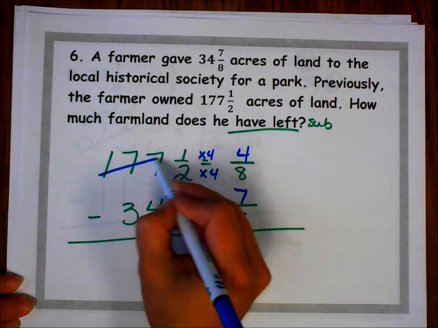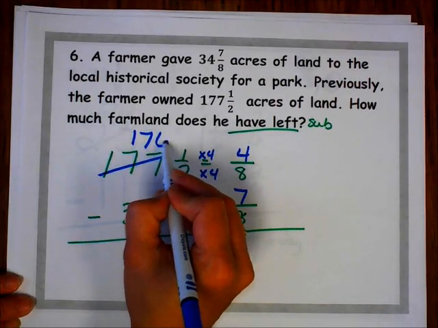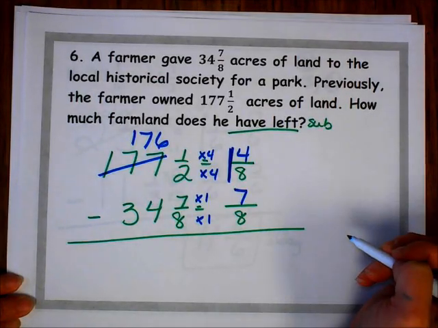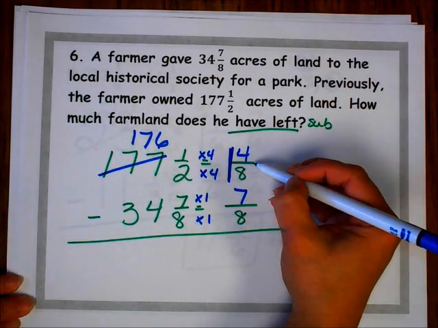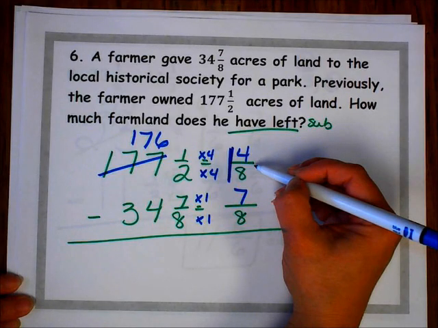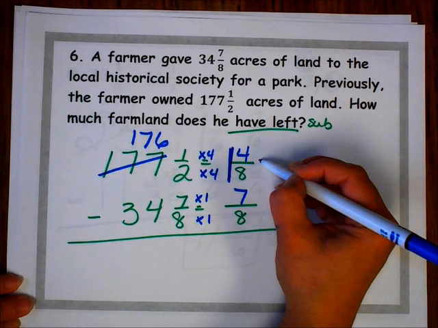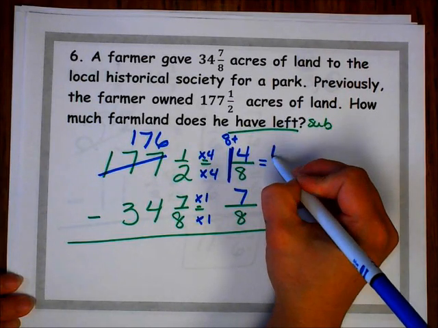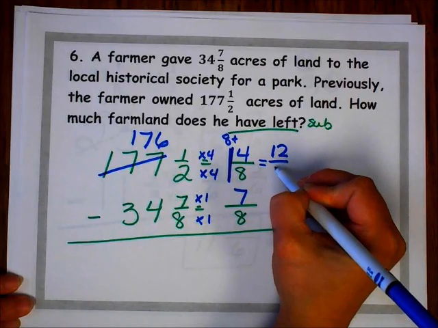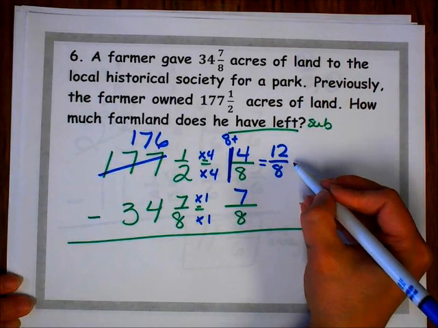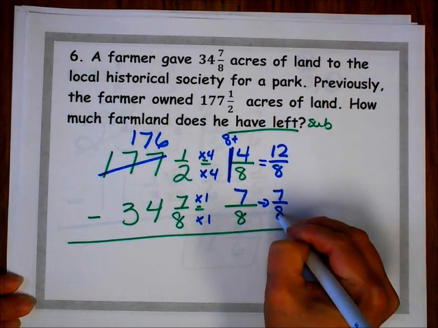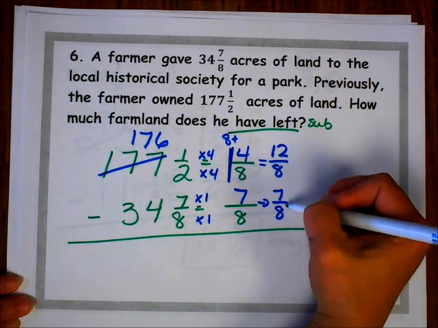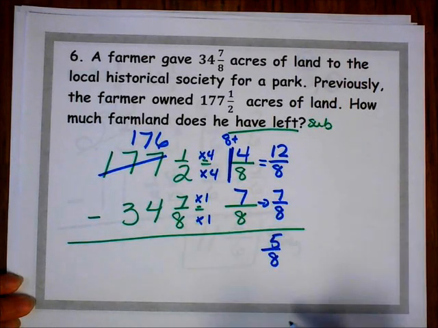So the 177 becomes a 176, and remember I borrowed 1 whole. 1 and 4/8 as a mixed number doesn't help me to subtract, so I need to turn it into an improper fraction. So 8 times 1 is 8. 8 plus 4 is 12. So 1 and 4/8 is equivalent to 12/8. I'm going to slide my 7/8 over. Now I can subtract. 12/8 minus 7/8 is 5/8.